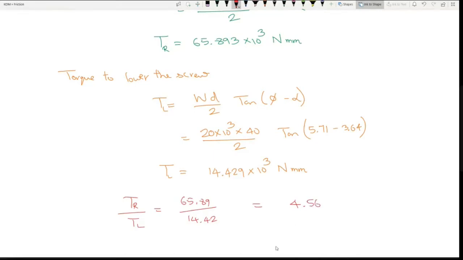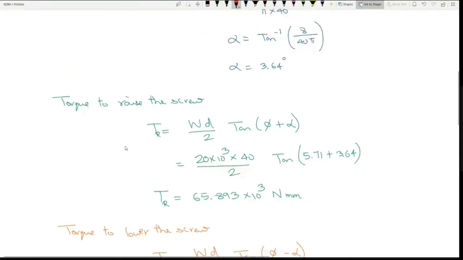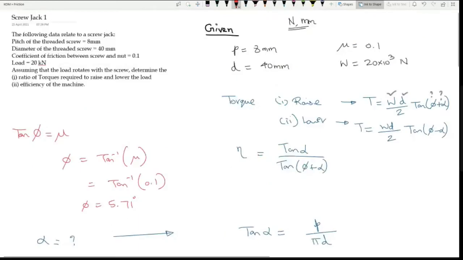4.56. Okay, no unit. Don't put any unit because it gets cancelled. Okay, the next question is the efficiency of the machine. You know the formula for the efficiency, so you can apply it directly.